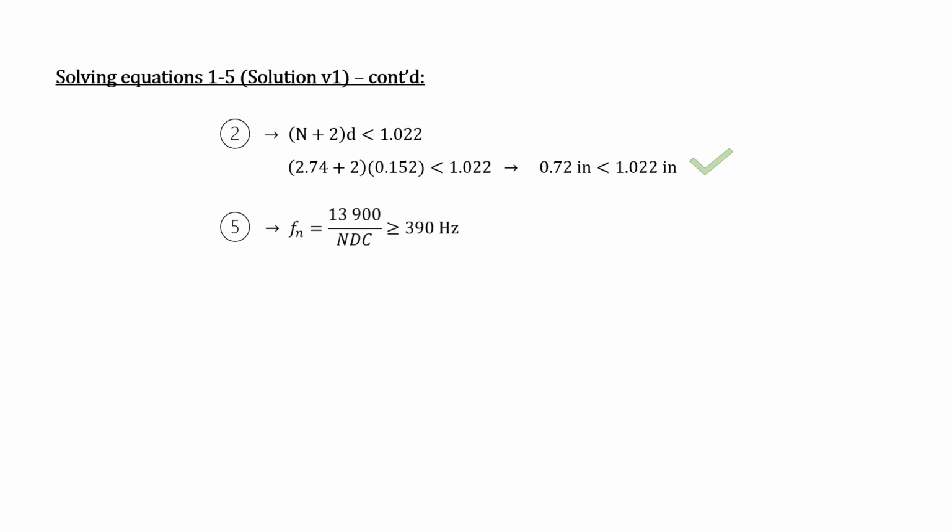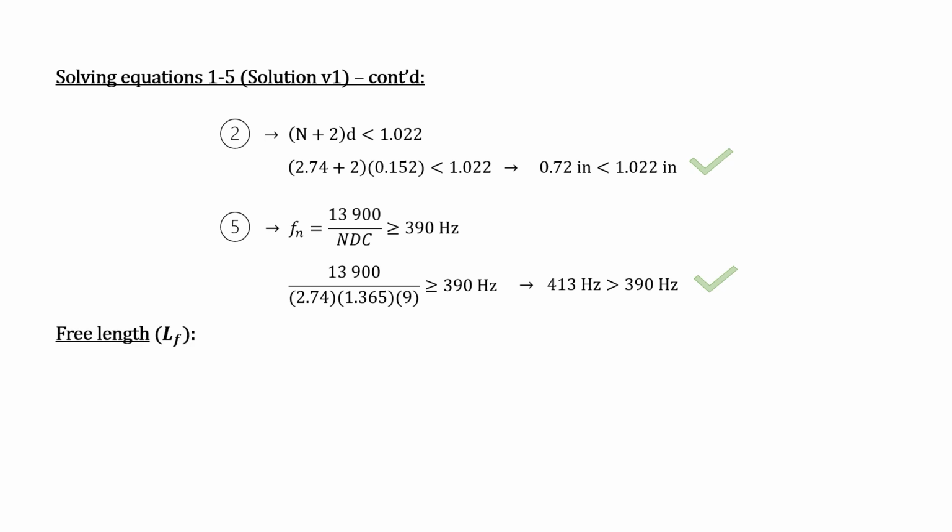And then finally, equation 5, this is for your natural frequency. We now have N, D, and C, so we can sub in those three values. And we have 413 hertz, which is decently above 390. So once again, we're good. Finally, we have our free length. That's the last thing that we were looking for, I believe. It was the two diameters, the number of active turns, and then your free length, LF.